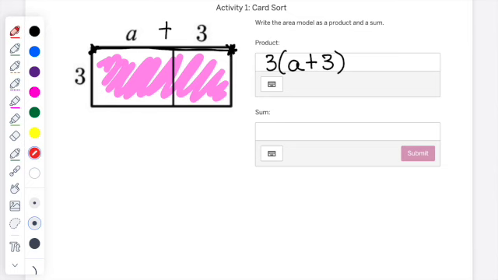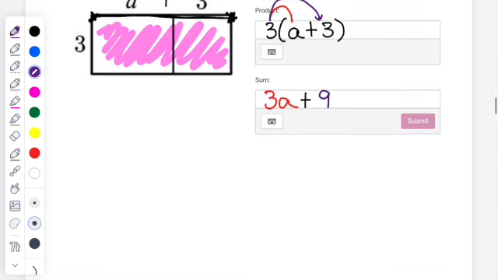To distribute, we're going to do 3 times a and get 3a. We've got a plus. The plus stays there. That's what the sum is for. And I'm going to distribute the 3 over to this 3. And 3 times 3 is 9. So we're looking for 3a plus 9. That would be my sum. Go ahead and go on to slide 5. Give that one a try.